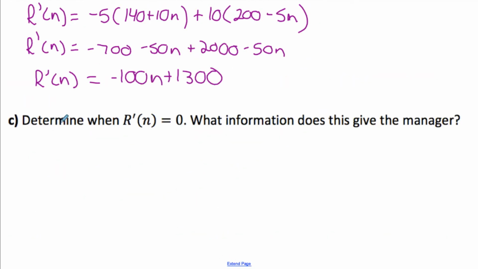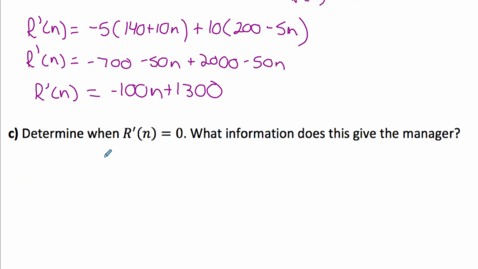So it says, when is r prime of n equal to 0? This maybe is jumping a little bit ahead to next unit, but figuring out when a derivative is equal to 0 is a crucial part of calculus. It helps us find max and min values. It helps us find what we call critical points on a function. And that's great for when we do optimization questions. So determine when r prime of n equals 0. When's the derivative equal to 0? So let me set the derivative equal to 0. And let's solve it.